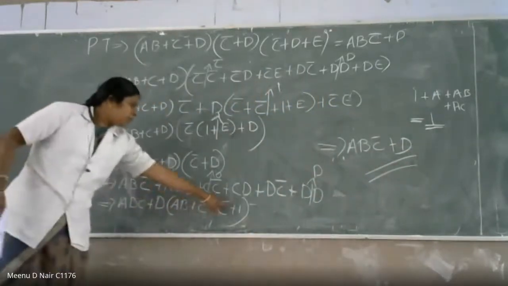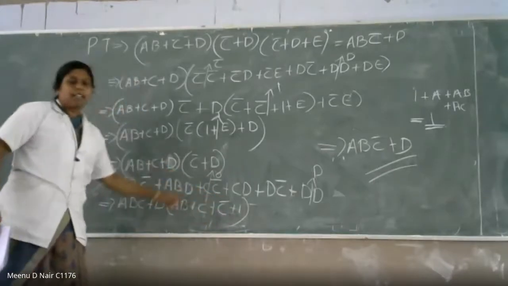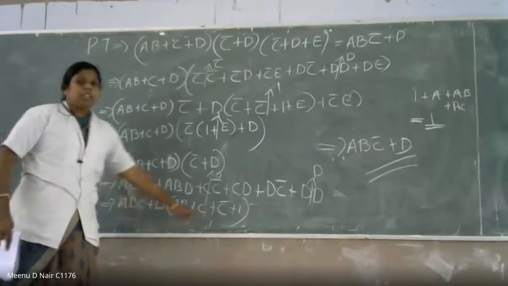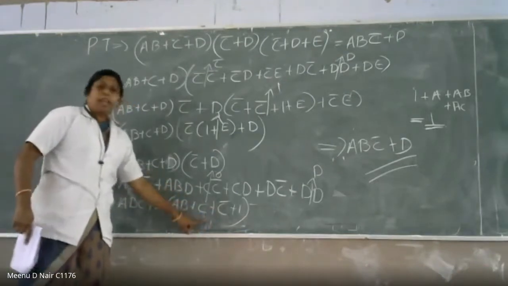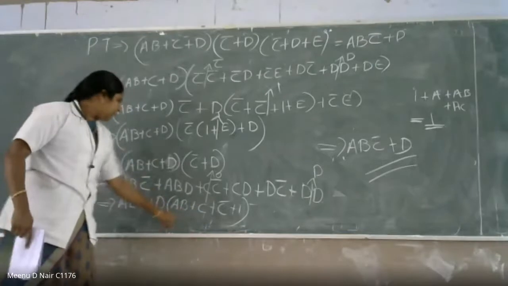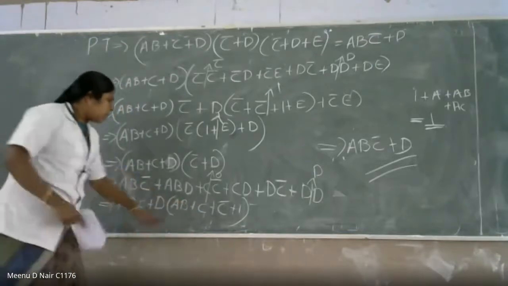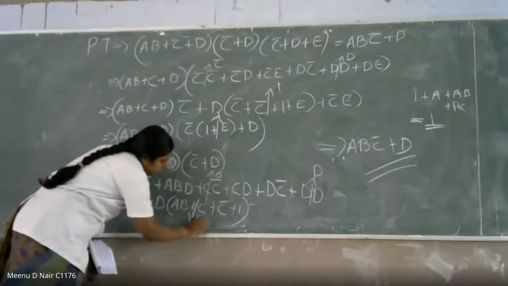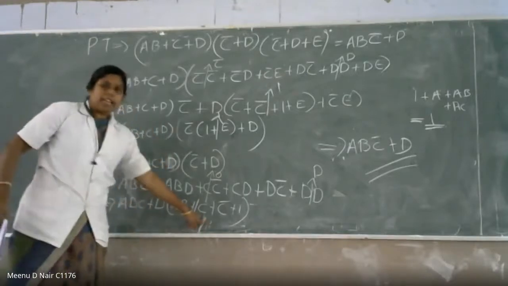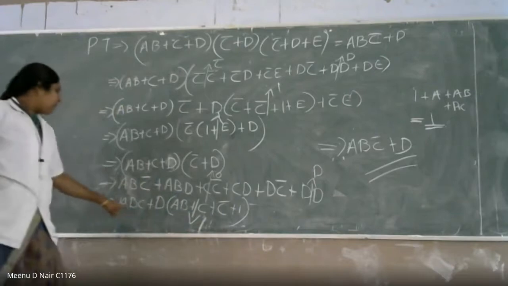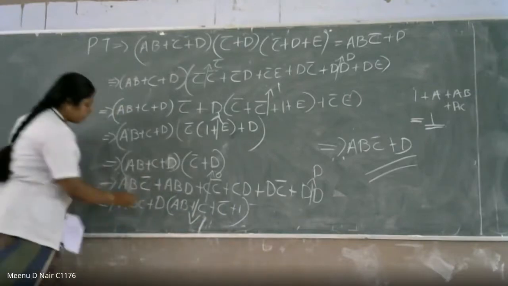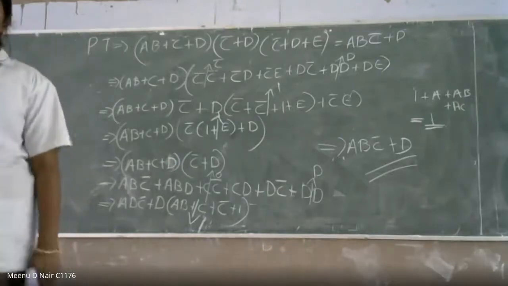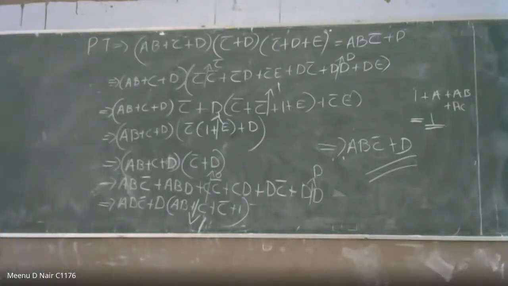Okay, 1 plus, once it comes as 1 plus anything, whatever multiple terms there are, it is not a problem. If it is 1 plus, the answer will be 1 itself. So this whole term will be changed to 1. So the answer will be ABC. This is C bar, sorry. ABC bar plus D. Final answer is ABC bar plus D.